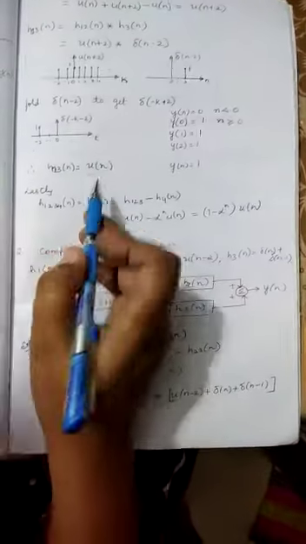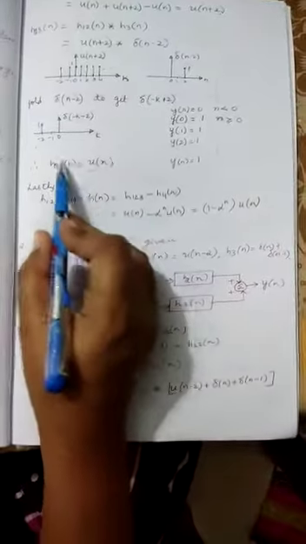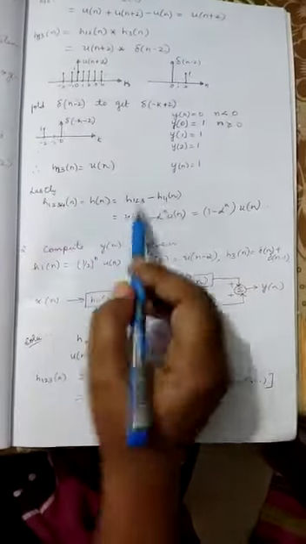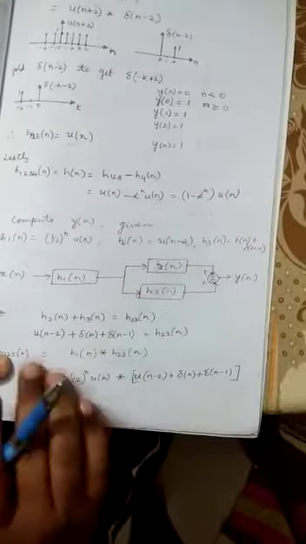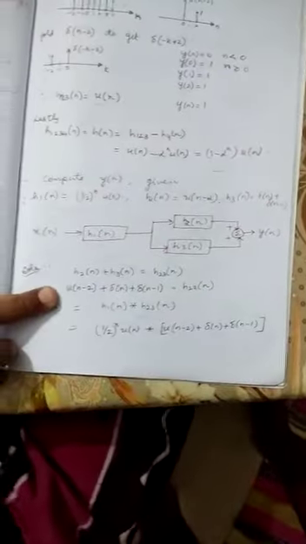The last step is what? Then you have to subtract this with H4 of n. So what is your H4 of n? Alpha to the power of n u of n, that is given in the question. If I write like this, take u of n common and it becomes 1 minus alpha to the power n, times u of n. So like this we have to simplify. So one more example is here.